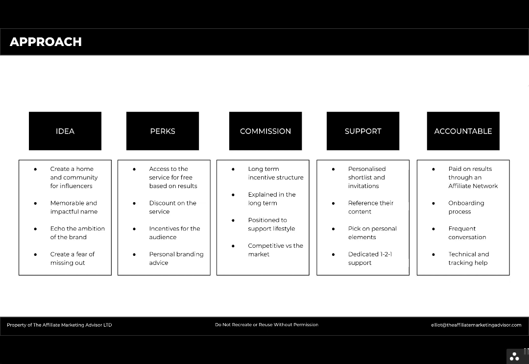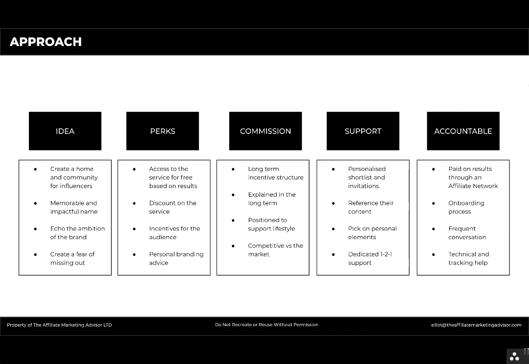Lastly, you want to make the influencer marketing program accountable to the business. I would encourage and advise a paid on results through an affiliate network approach, whereby influencers are invited to join an affiliate network and which will allow you to issue them with a tracking link so that you can then view all of their performance from click right through to revenue, through to conversions, through to average order value, and more. Have a formal onboarding process and communicate that with them.